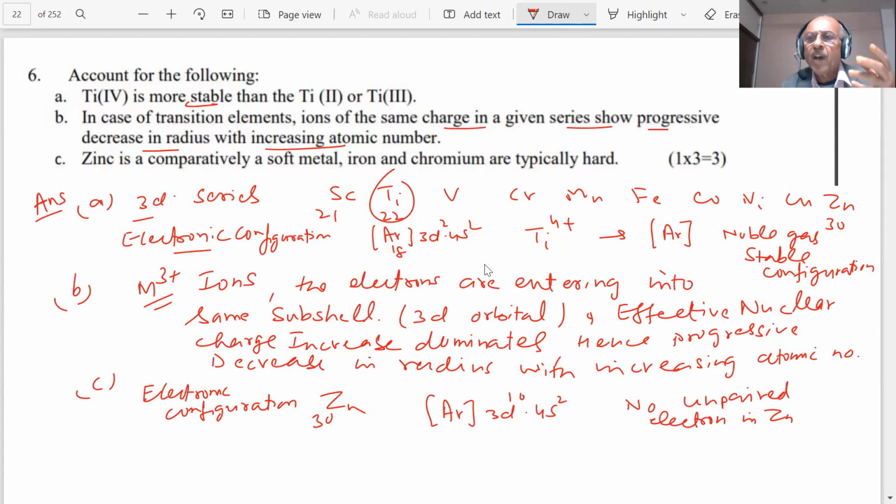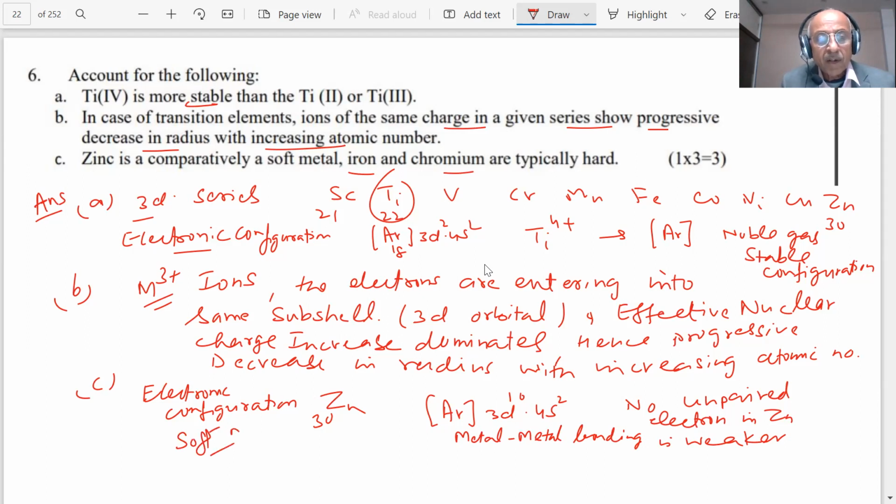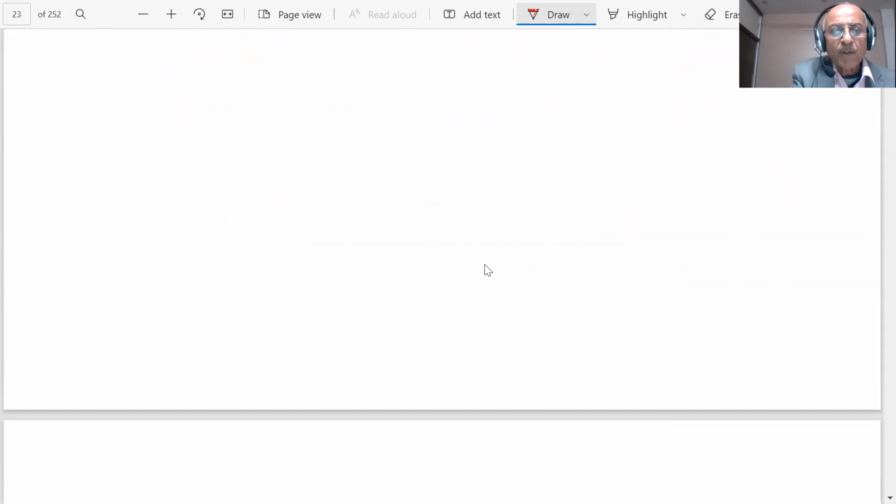So if unpaired electrons are there, then the metal bonding, what happens to that? If there are no unpaired electrons, it is weaker. If there are unpaired electrons, there is a stronger metal-metal bonding, and the stronger the bonding, then what will happen? They will become hard. In the case of iron and chromium, they have got unpaired electrons. Zinc doesn't have unpaired electrons, and therefore there is a weaker metal-metal bonding. So it is a soft metal. Let us see the answers given by the marking scheme of the NCERT.